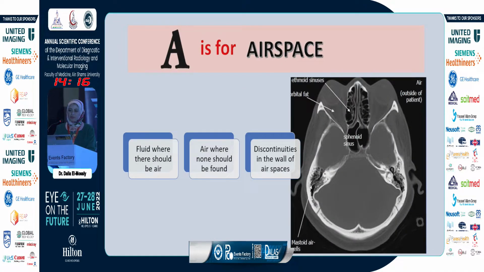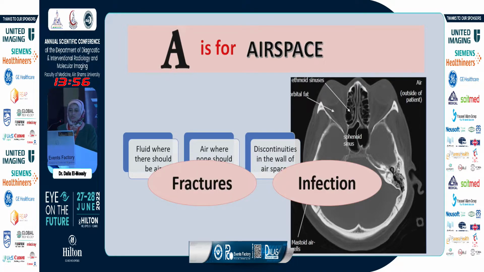A is for airspace. Look for the air in the paranasal sinuses, like the ethmoidal air cells and sphenoidal sinuses. There is a pathology when there is fluid where there should be air, or air where none should be found, or there is discontinuity in the wall of the air spaces. The pathology could be infection or fracture.